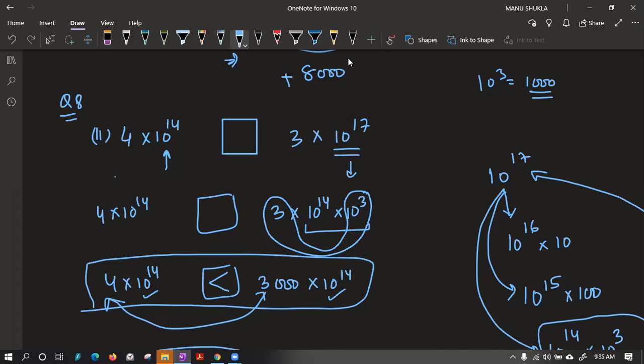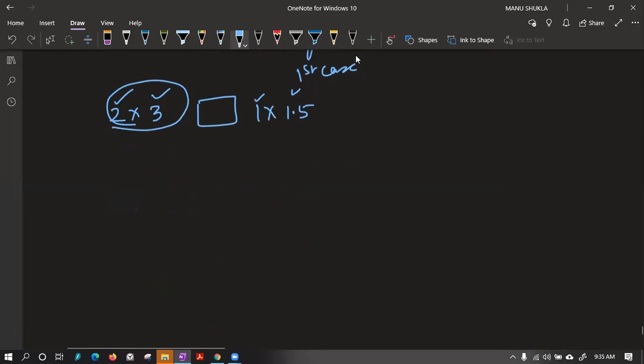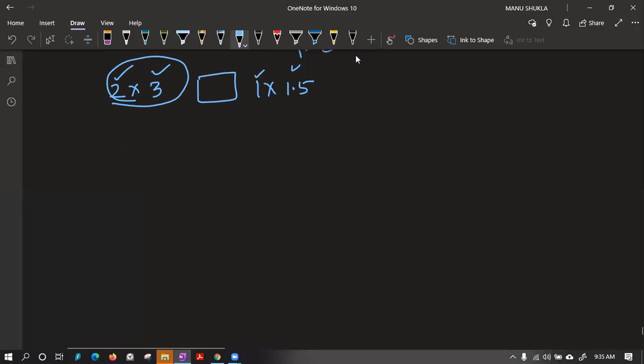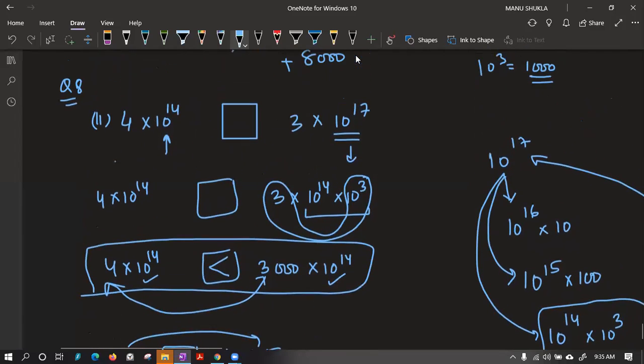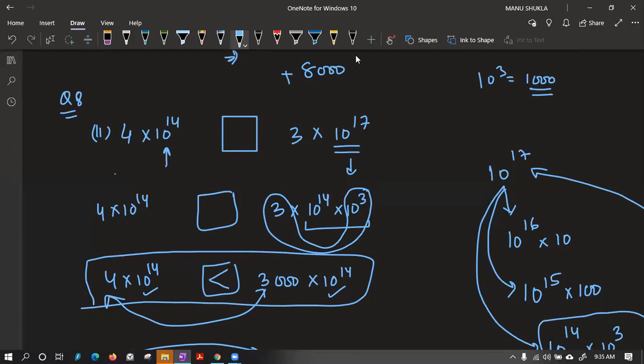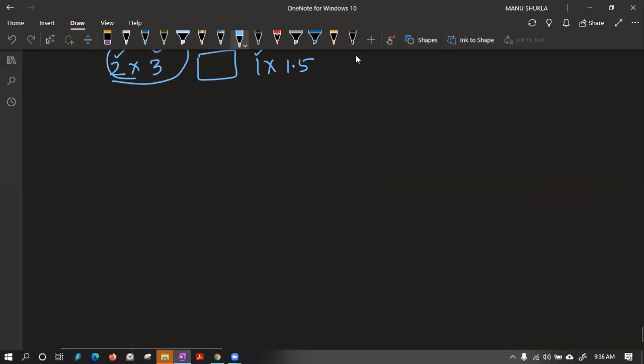Let me give you one more part because I think you people are finding it a little tough. So let me solve the first part also for you. Are we also taking 10 with power 3? Yes, beta, we are taking because we have written 10 power 17 as 10 power 14 into 10 power 3. That is why I have used this 10 power 3 with 3. Let me give you one more example, Rachit. Please see the first part given to us.